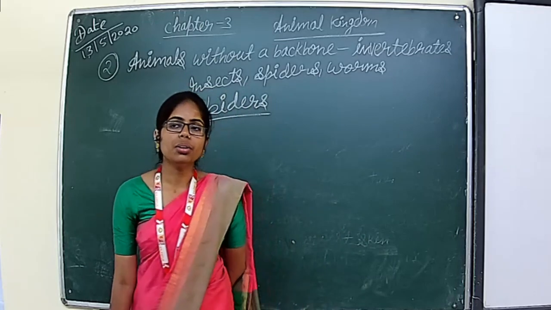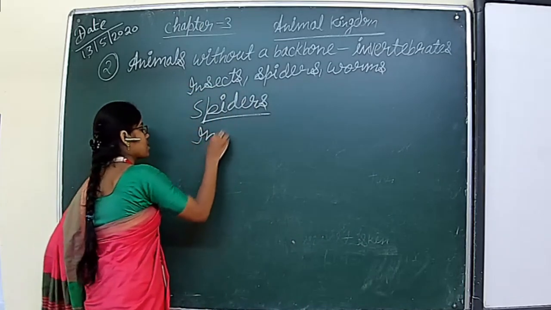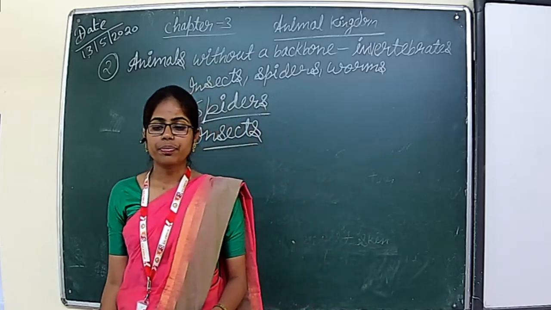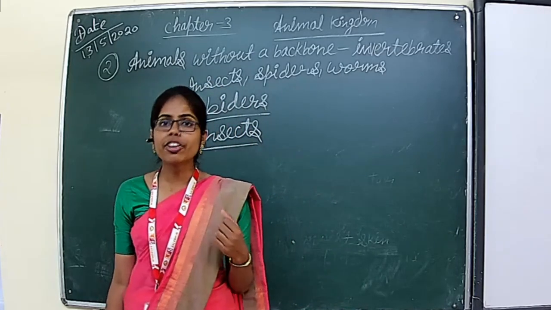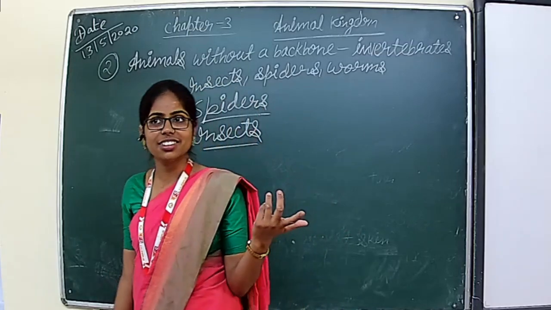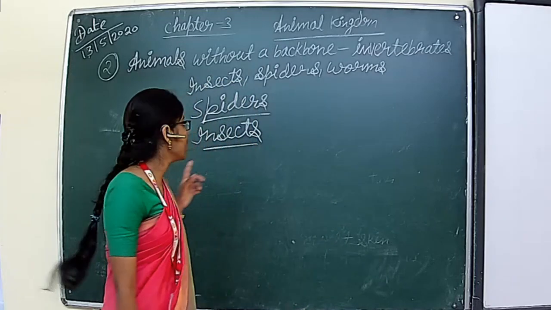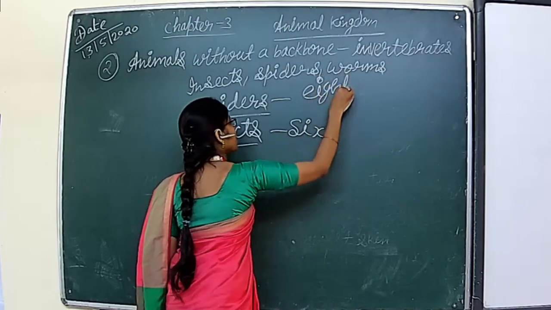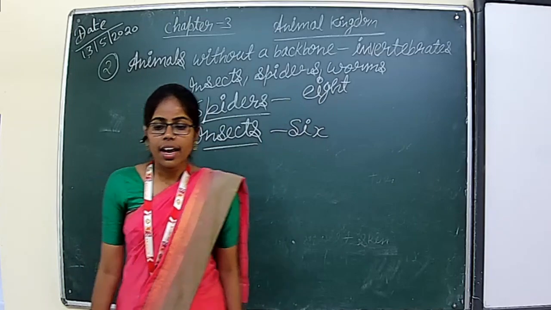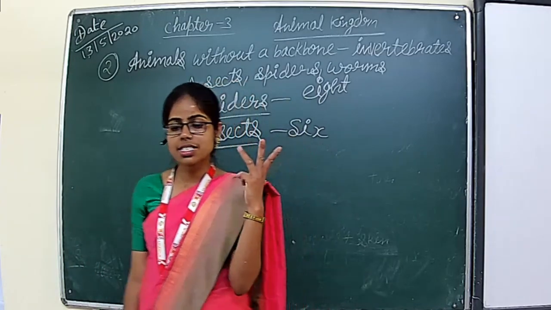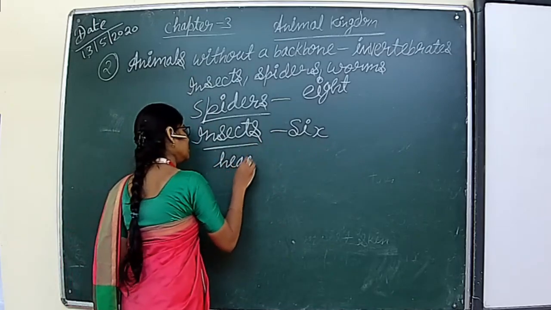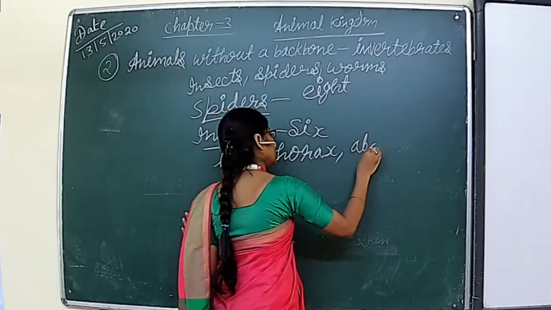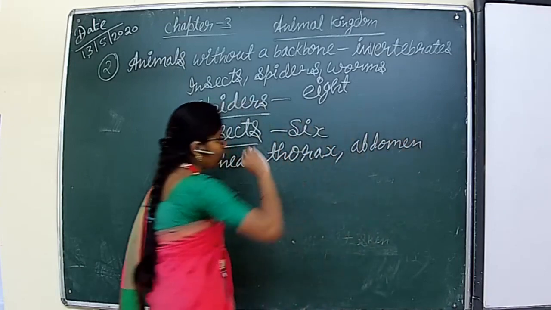Now, we will study the insects. Insects are animals without a backbone. They are very adaptable, living almost everywhere in the world. They have 6 legs. How many legs do insects have? 6. And how many legs do spiders have? 8. Don't get confused. An insect's body consists of 3 parts: head, thorax, and abdomen. These are the 3 parts of the insect's body.